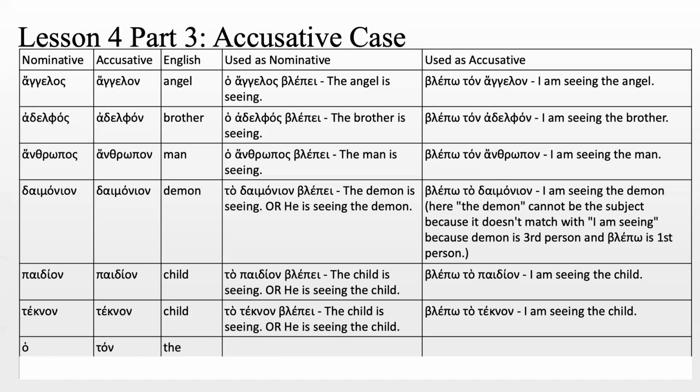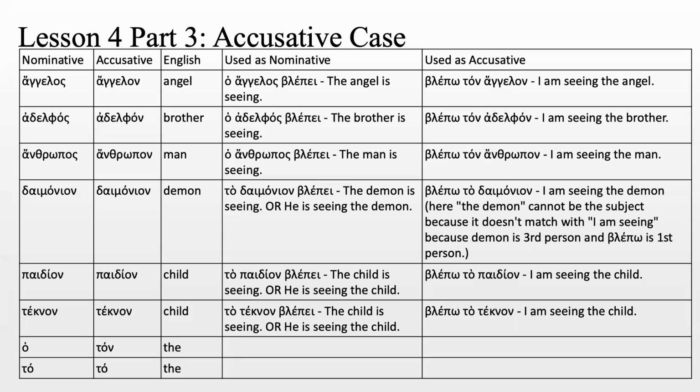Now here's the definite article. We have ho becomes ton. They both mean the. These are masculine forms of the definite article. Ho is masculine singular nominative. Ton is masculine singular accusative. Here are the neuter forms of the definite article. We have to and we have to, because again, in the neuter, the nominative and accusative are always the same. So to is both neuter singular nominative and neuter singular accusative.